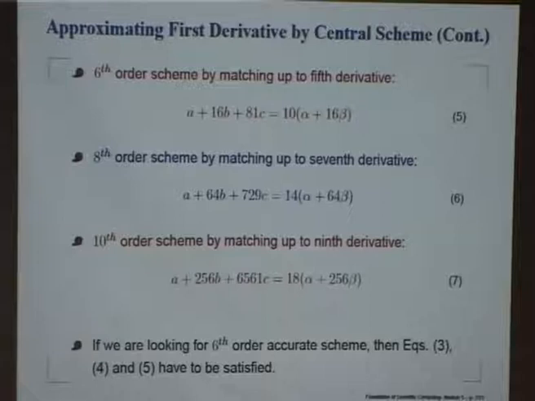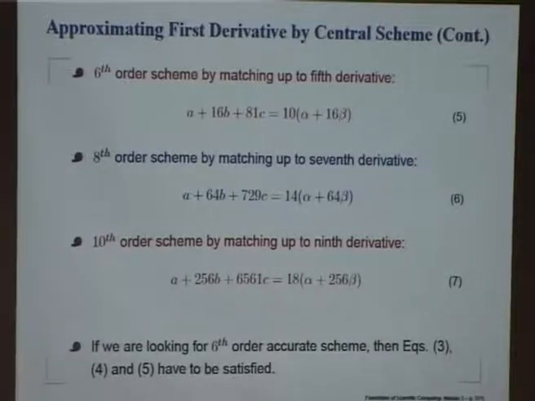We have 5 unknowns, right? A, B, C, alpha and beta. That's what we are trying to find out. So at the most, what we could do is satisfy all of these 5 equations that we have written so far. 5 equations, 5 unknowns, and then we are done. So we can, in a sense, have a unique 10th order scheme out of this.